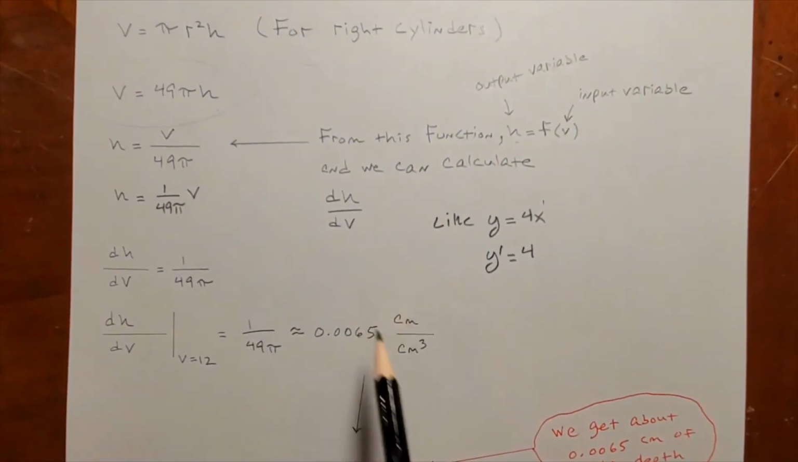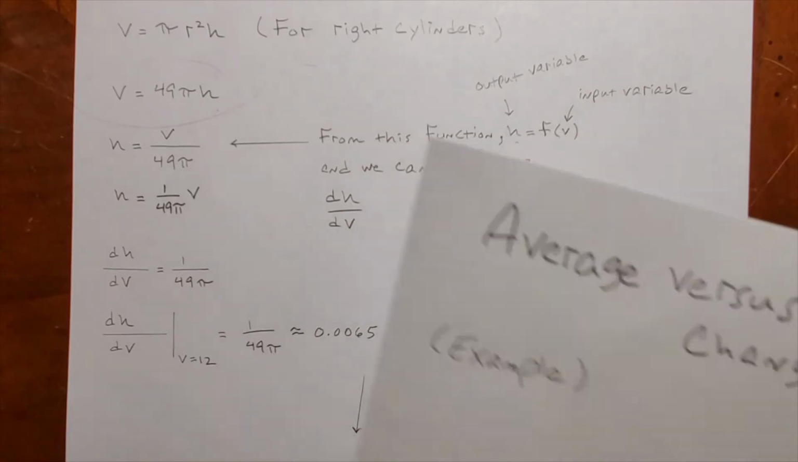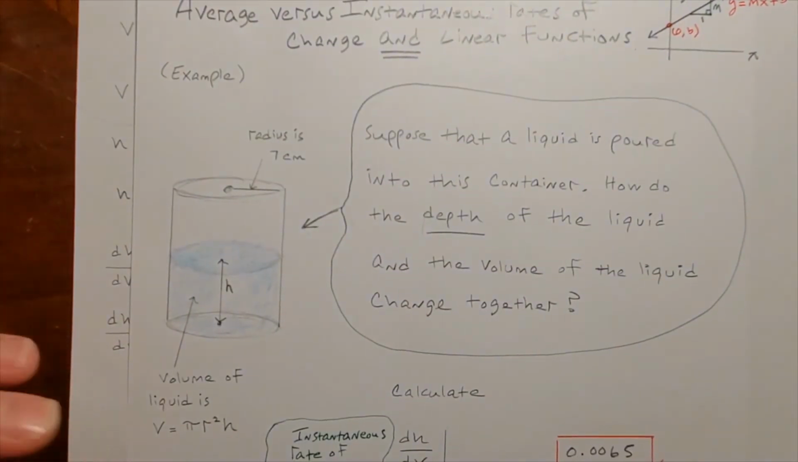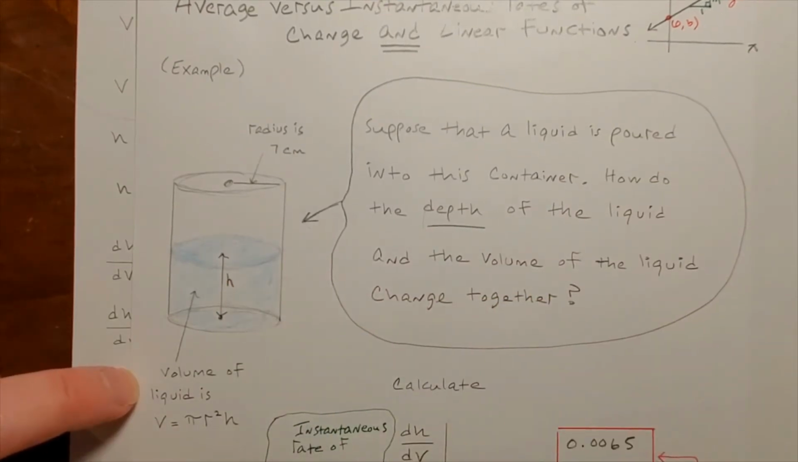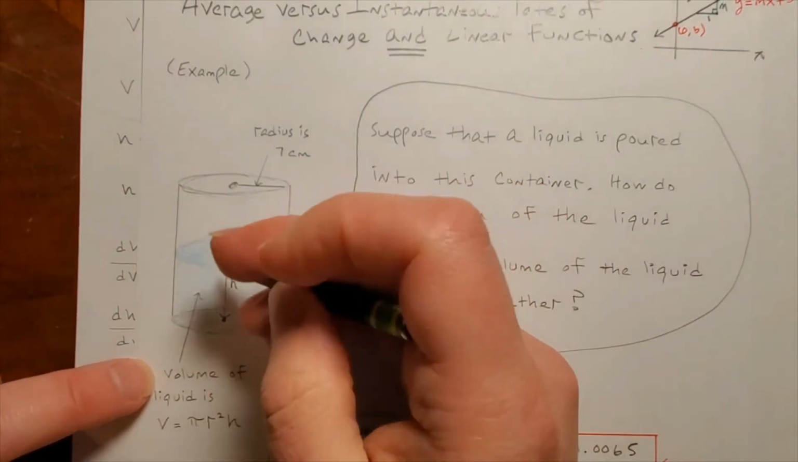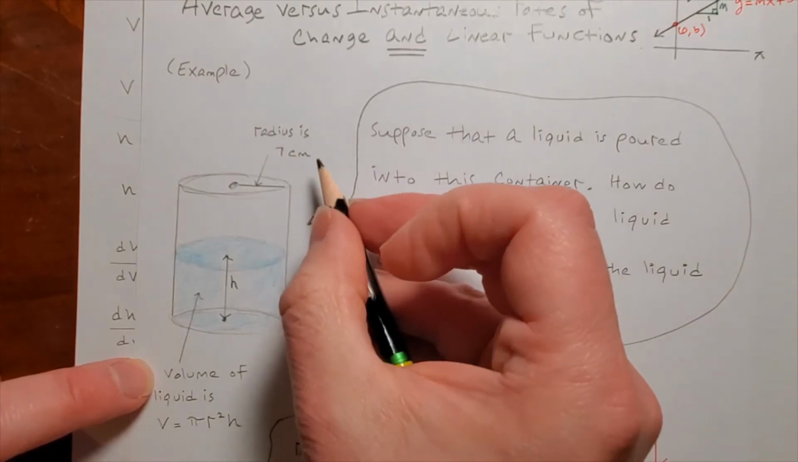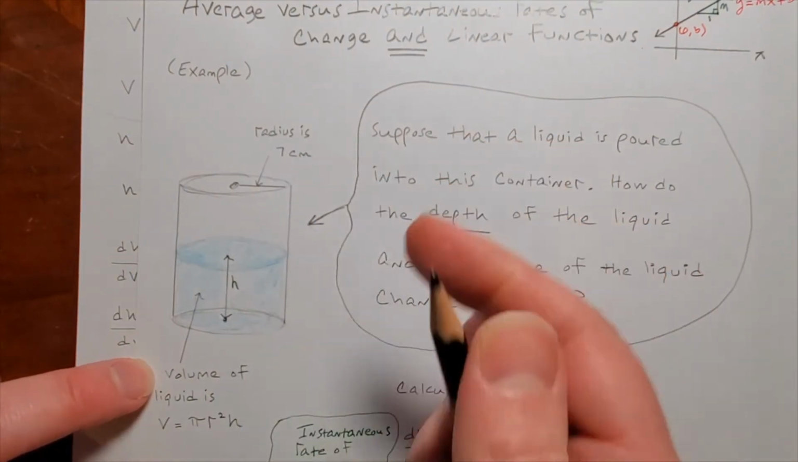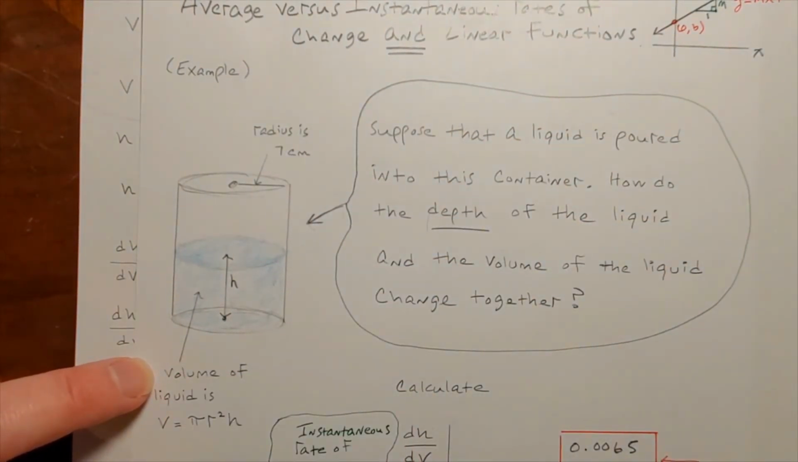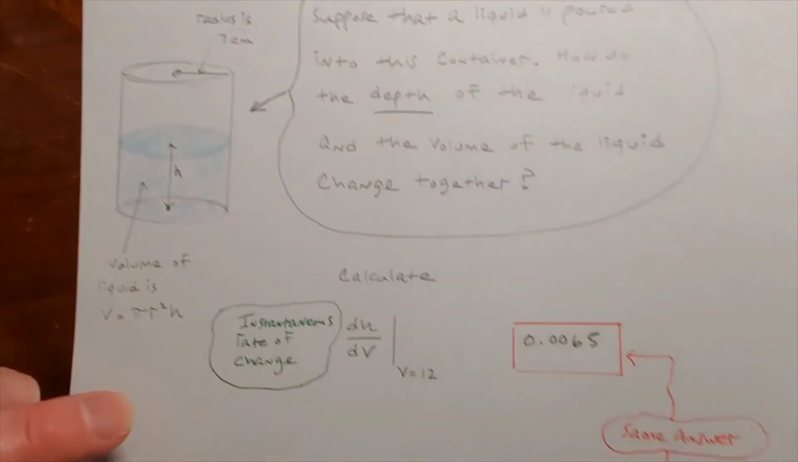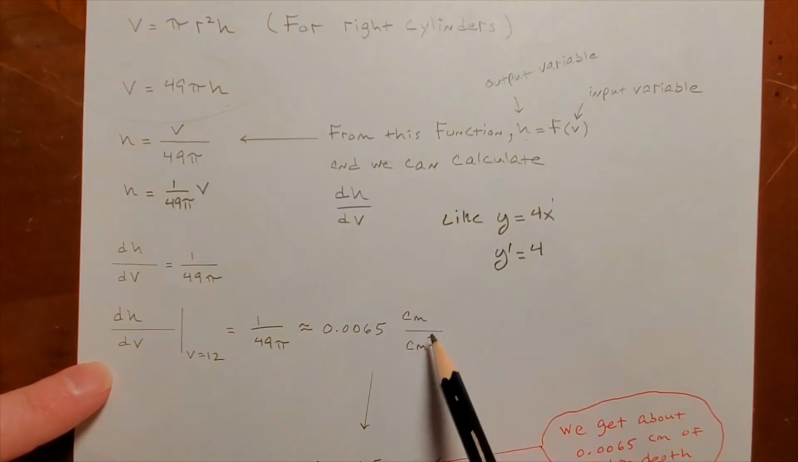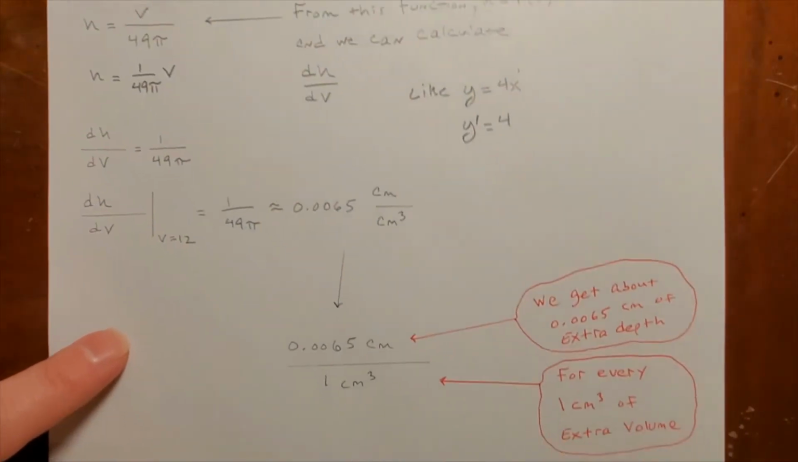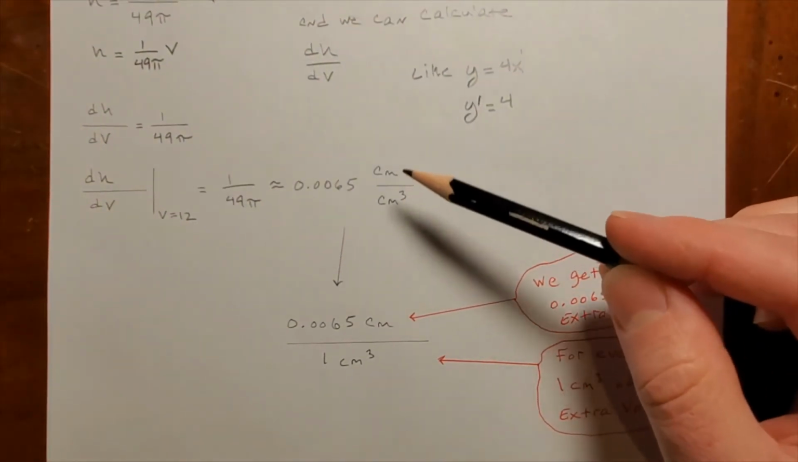And remember there were units. I said in the previous video that when we're talking about measurements like the depth of a liquid or the volume of a liquid in a container, then there will be units. You measure the depth, say, in centimeters, if those are the units that we're using. We measure the volume in cubic centimeters. So the units of this derivative are going to be centimeters per cubic centimeter. Now, that's a little bit of a strange unit to think about.